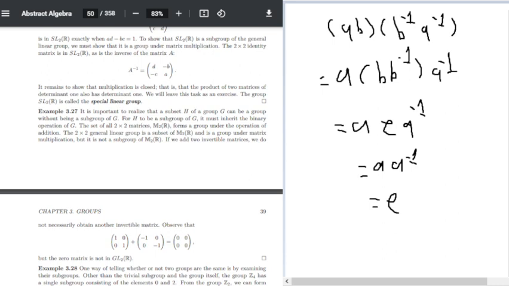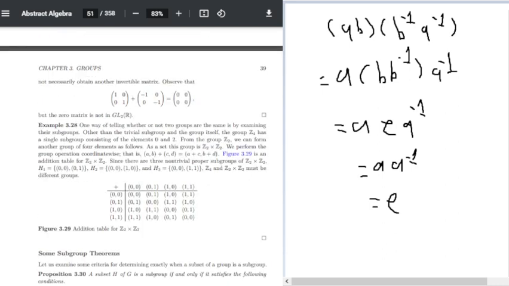If we add two invertible matrices, we do not necessarily obtain another invertible matrix. Observe that (1, 0, 0, 1) plus (negative 1, 0, 0, negative 1) is equal to (0, 0, 0, 0), but the 0 matrix is not in GL2 of R.